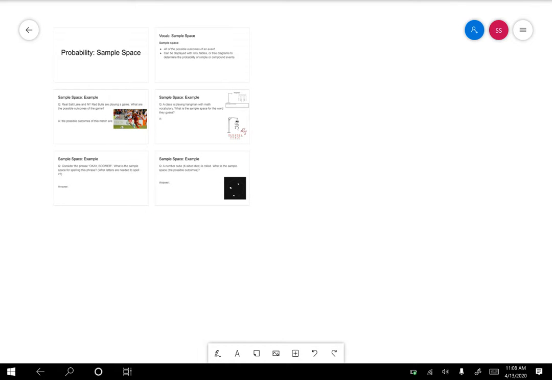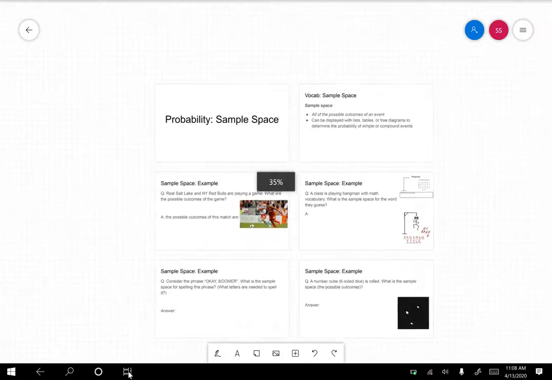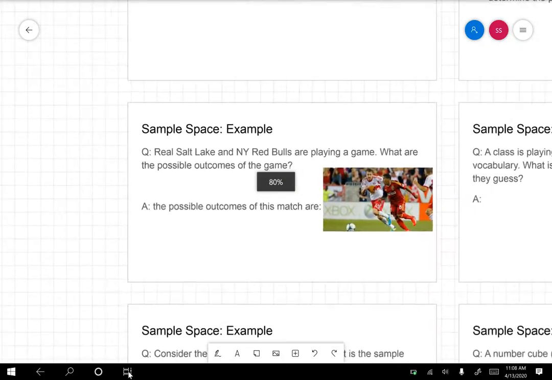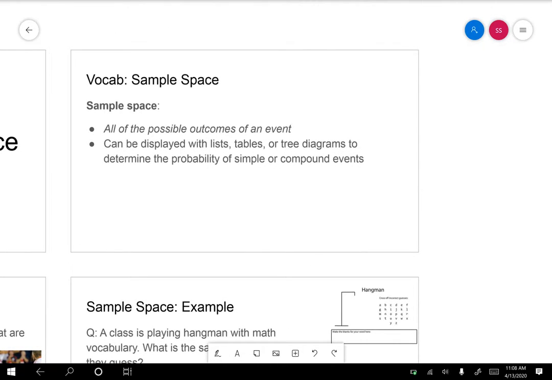Okay, team, we are going to go over sample space with probability. So sample space, let me zoom in here for you. Here we go. Sample space. Basically, sample space is a list of all the possible outcomes of some event.